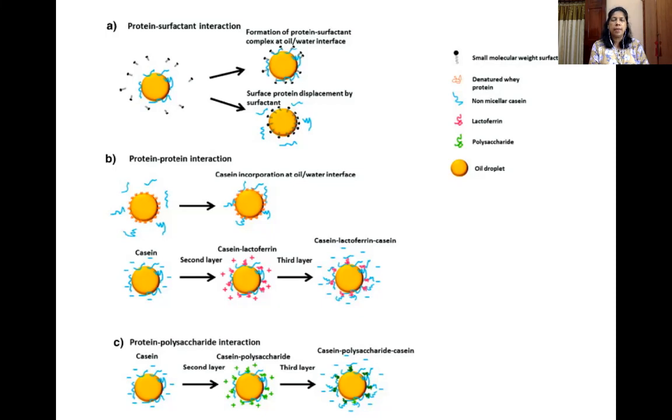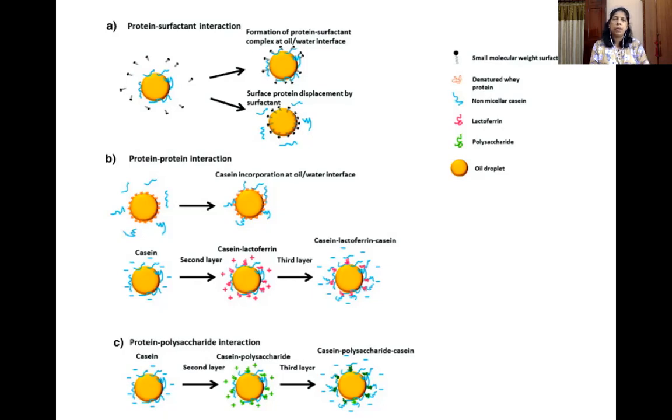In a similar case, again casein and water are there, oil is there, and oil, water, casein are there in the first picture, the C picture. In the second layer, once you add the polysaccharides, the casein polysaccharide interaction is there, and finally you can see all get together, giving a very stable emulsion.